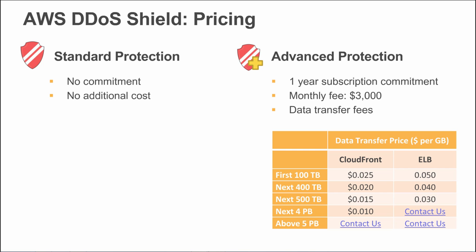Again, if you enable DDoS protection on ELB, there's a fee of 5 cents per gigabyte on data transfer out of ELB. And when I say ELB, that includes ELB or ALB. And again, that fee is in addition to what you might pay for data transfer out of ELB. And there is no usage-based fee for enabling DDoS protection on Route 53.